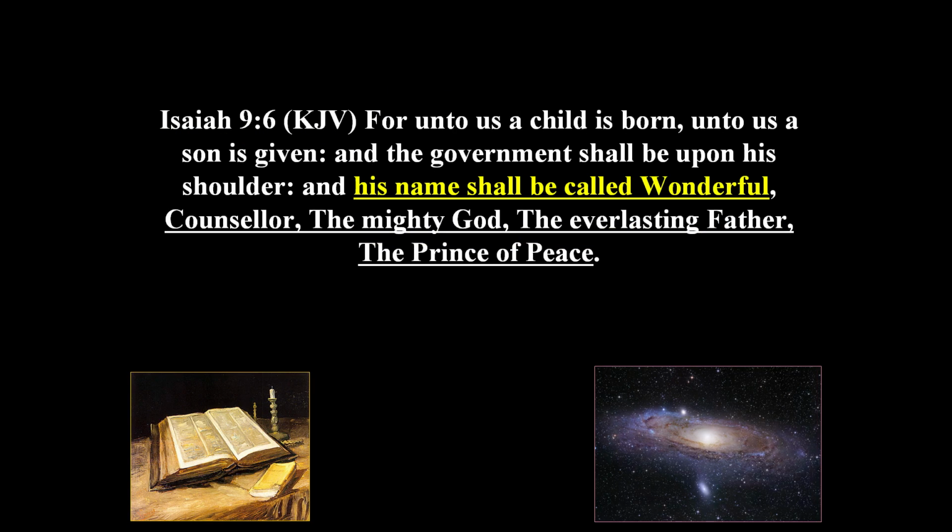Isaiah 9:6, for unto us a child is born, unto us a son is given, and the government shall be upon his shoulder, and his name shall be called what? Wonderful, Counselor, the mighty God, the everlasting Father, the Prince of Peace. Notice that, guys, the last part of it. Jesus is God, the mighty God, the everlasting Father, the Prince of Peace.